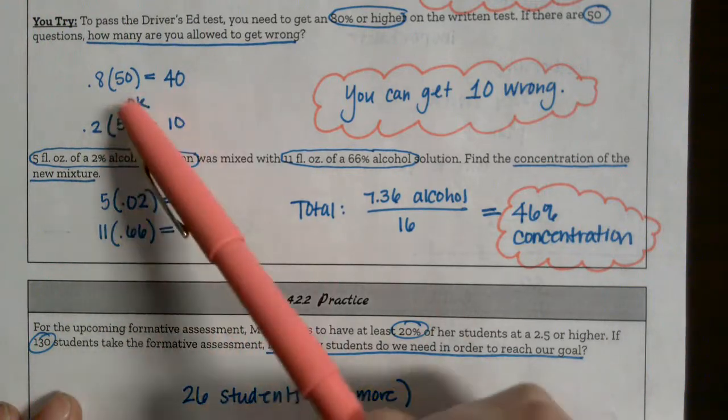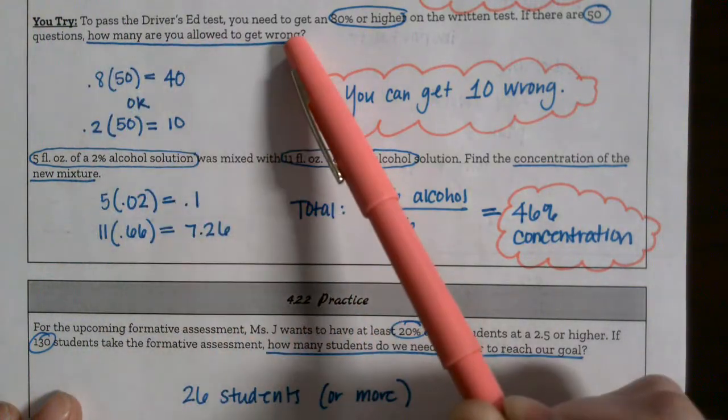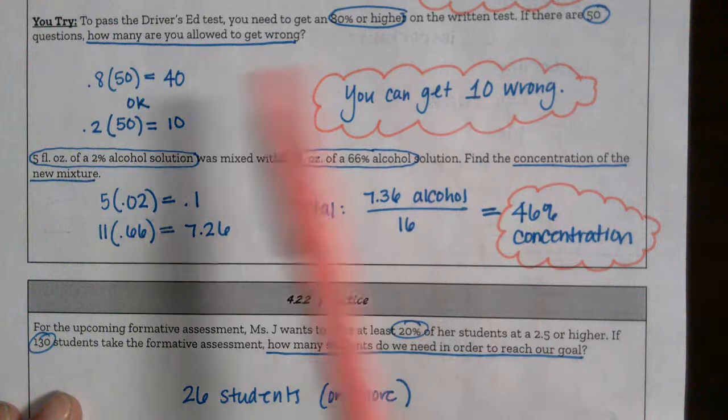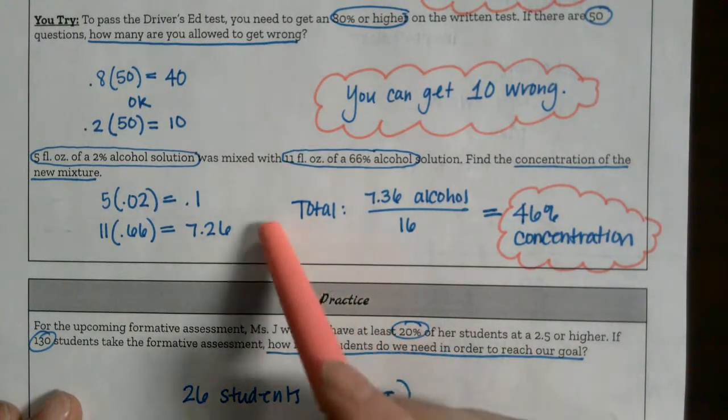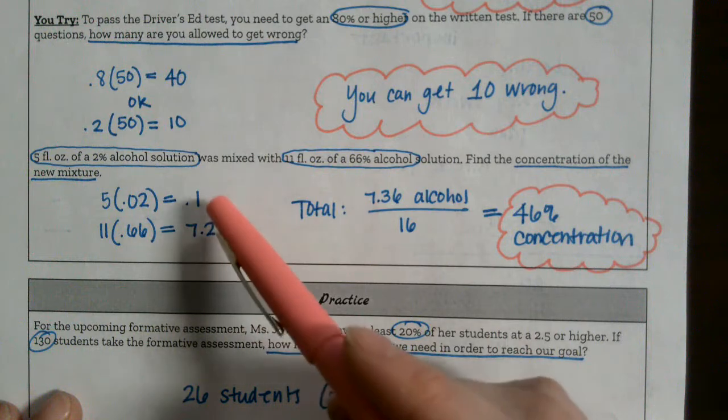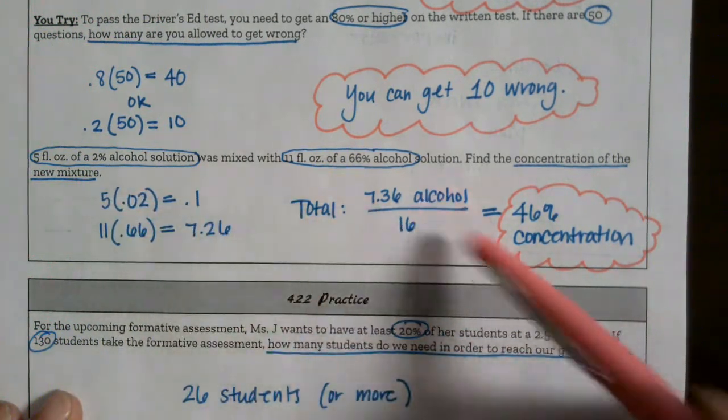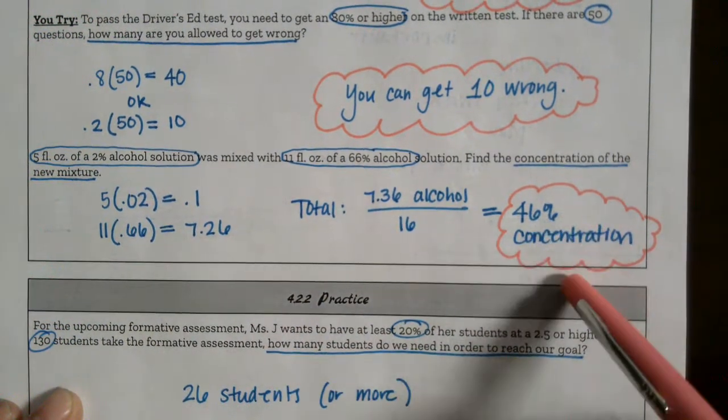And here we go. On this first you-try, how many are you allowed to get wrong? You're allowed to get 10 wrong, so you have to get 40 right. You can get 10 wrong. And then the second one is one of those mixture problems. I have my work over here, and our answer is 46% concentration.